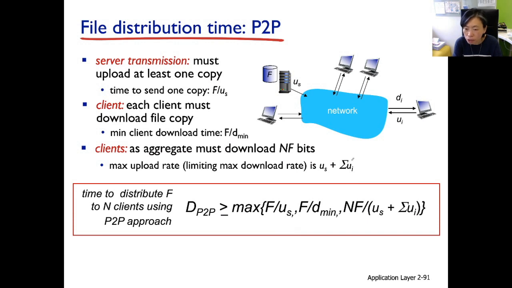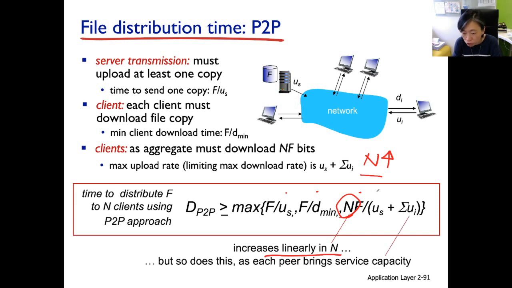All right, now consider again if N is increasing over time. What about the scalability of the P2P file distribution system? Which of the terms do you think is going to grow with N? Yes, this one over here. It also grows linearly with N. But if you look closer, when the number of users increases, this term also increases. So does this one. And each peer brings service capacity.